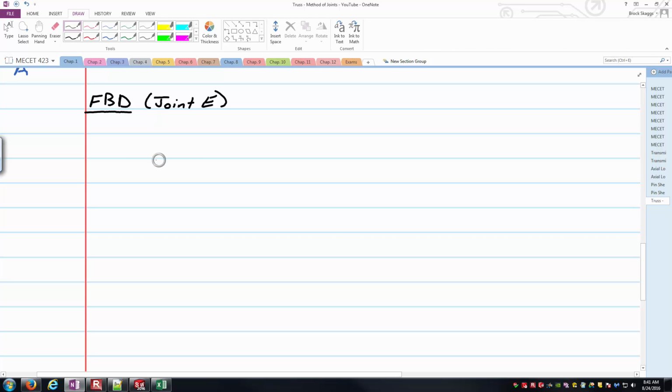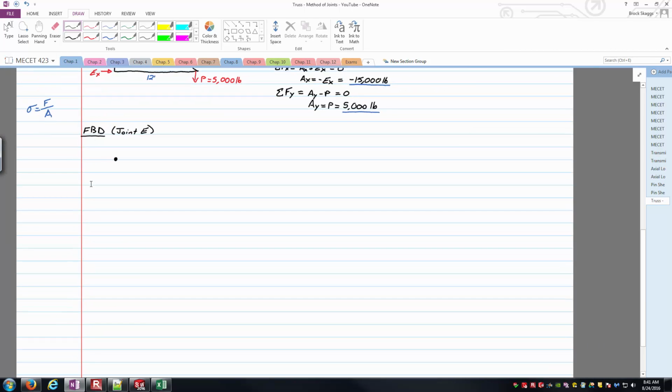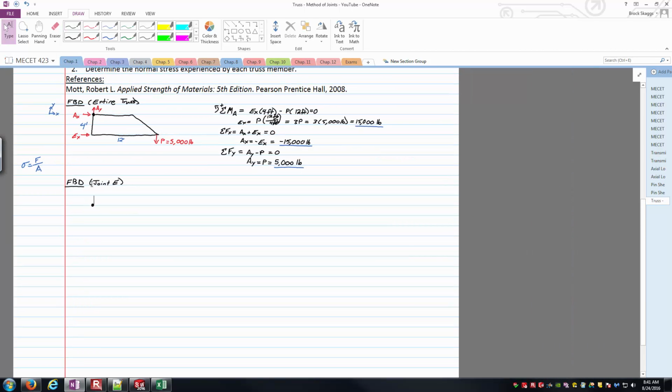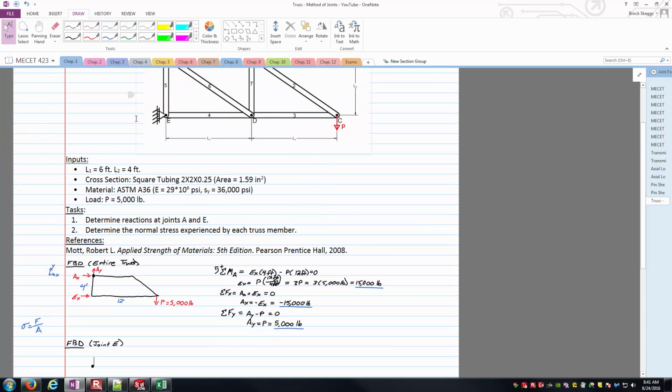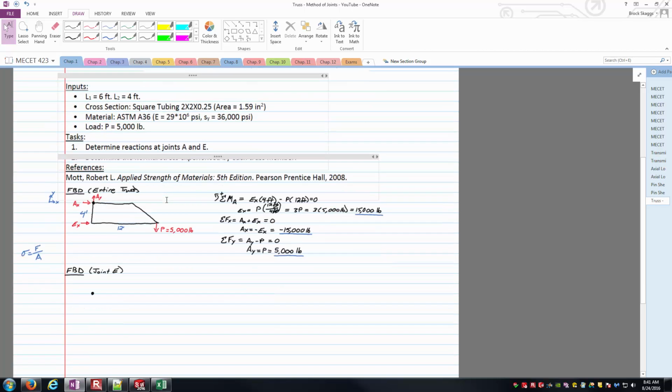And so here I'm just going to draw a dot. That dot right there represents joint E. And so now the question is, what forces are acting on joint E? Well, one of them is the roller, right? We've got the roller here pushing on the wall, and it's going to be pushing to the right, it appears, with a magnitude of 15,000 pounds on joint E.